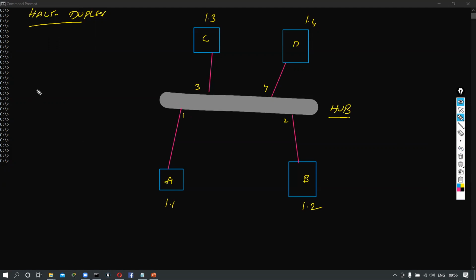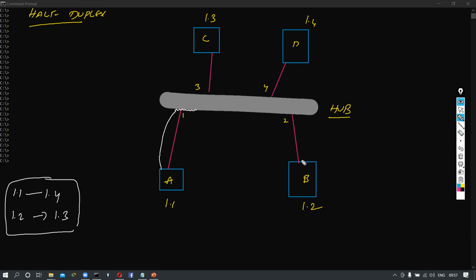Now see here, this is a requirement. 1.1 wants to communicate with 1.4, and 1.2 wants to communicate with 1.3. This is the requirement. Is it possible? Possible or not? Not possible. Okay, suppose this is the requirement. What will happen? Once a packet is received by the hub port, it is processing at the same time.